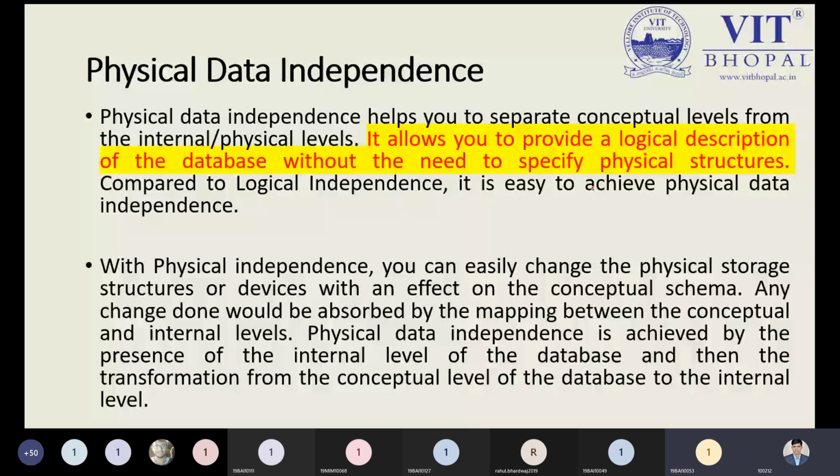Suppose we have a schema. In the schema, we are updating something. Then the logical description of the database will not be affected. It's a simple thing, no?